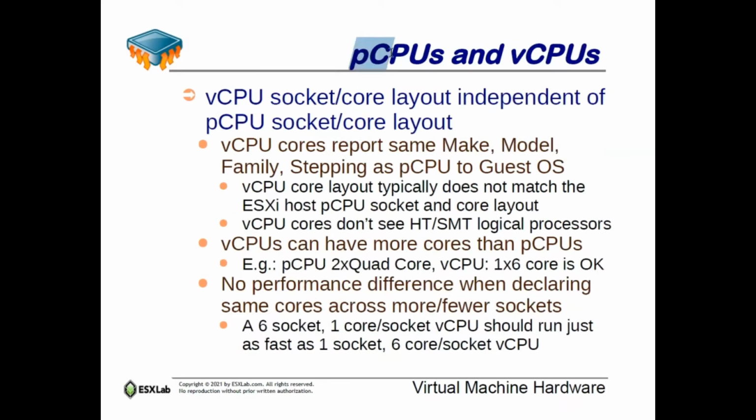Let's talk about physical CPUs and virtual CPUs. The virtual CPU socket and core layout is completely independent of the physical socket and core layout. Now, each virtual CPU core will report exactly the same make, model, family, and stepping as reported by the physical CPUs in your PC server. But at the VM level, the virtual socket and core layout typically does not match the physical host socket and core layout. There's no reason to, unless you had the unique situation of requiring a host to run just one VM with every last available CPU resource the host has.